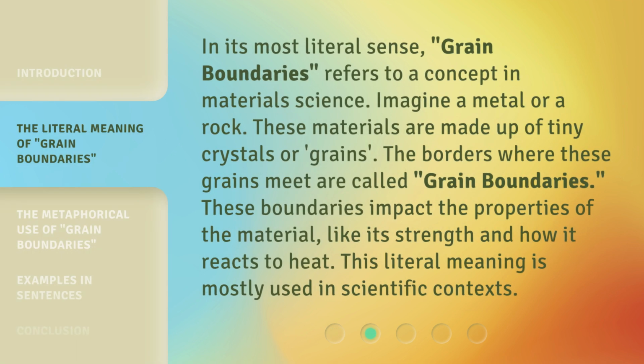In its most literal sense, grain boundaries refers to a concept in materials science. Imagine a metal or a rock. These materials are made up of tiny crystals or grains. The borders where these grains meet are called grain boundaries. These boundaries impact the properties of the material, like its strength and how it reacts to heat. This literal meaning is mostly used in scientific contexts.